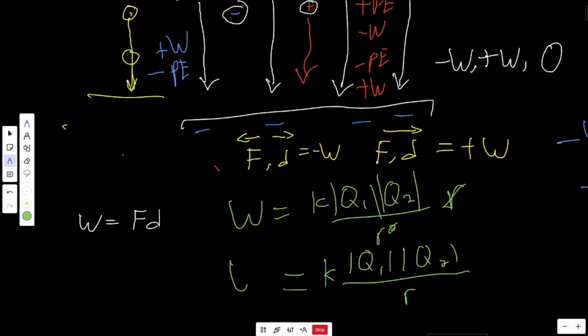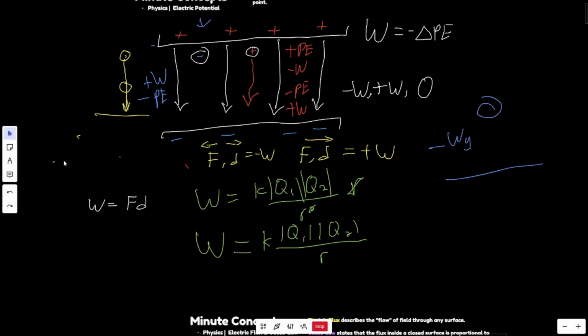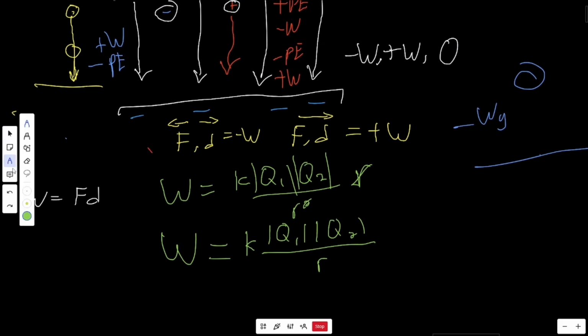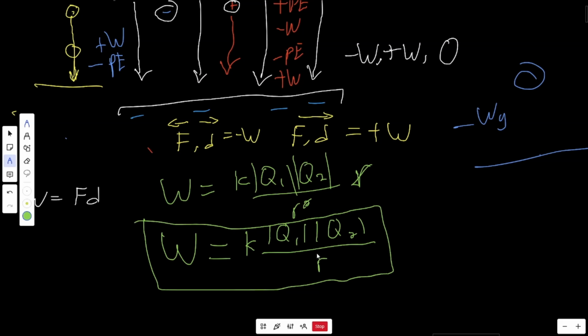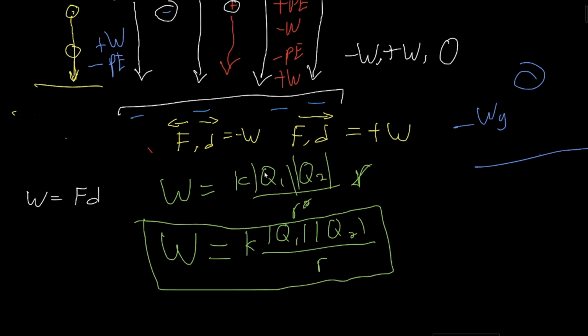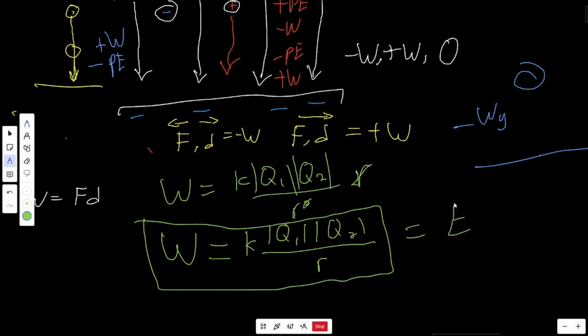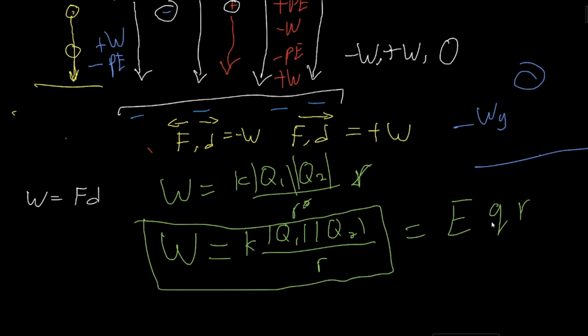And positive work is equal to negative potential energy. Negative work is equal to positive potential energy. So this is our formula for electric potential. And you can actually compare this even to our electric field formula. Using the electric field formula, you'd get another form of the work equation, which is just EQR or EQD, which is essentially the same.